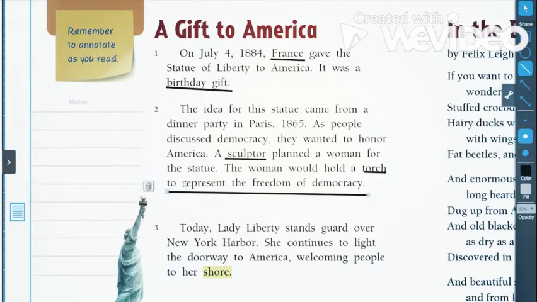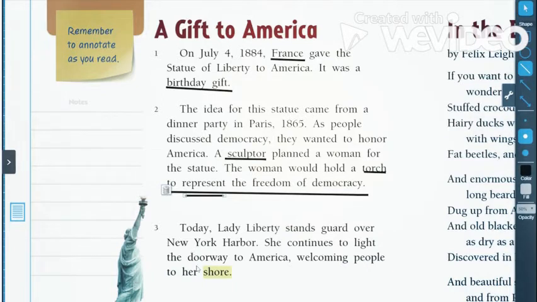So the word represent, I'm going to double underline it. The word represent is another word for to show, and we've used that word before. So hopefully you remembered when you see the word represent, that means to show something. She uses the torch to show democracy. Make sure you have those details underlined.